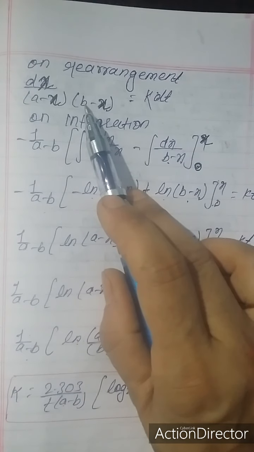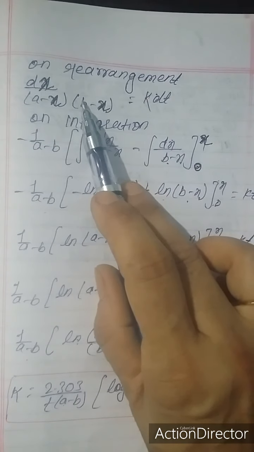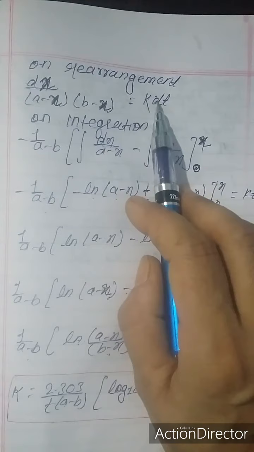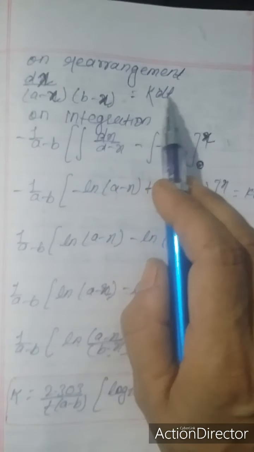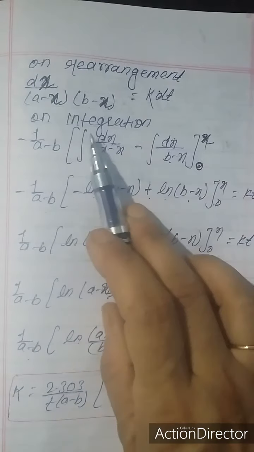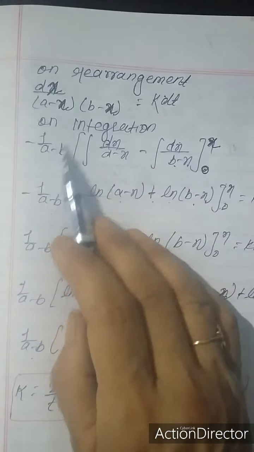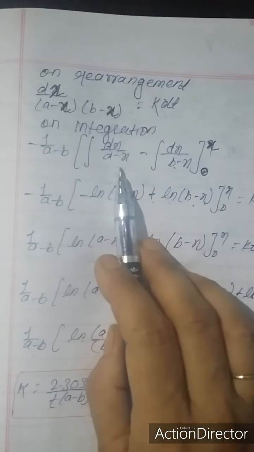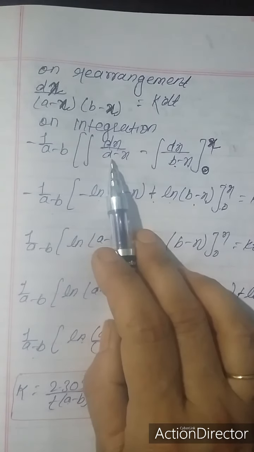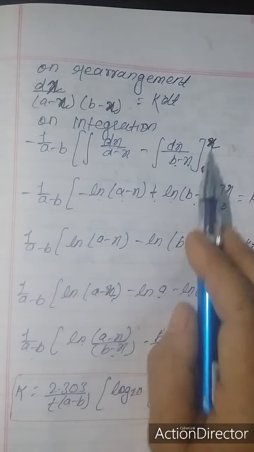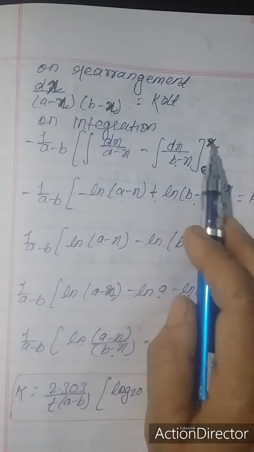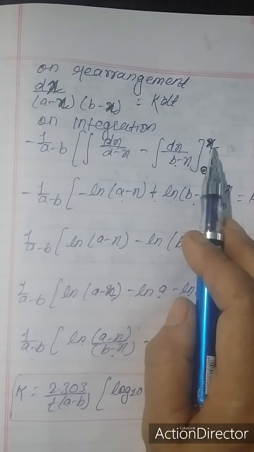So again we will be doing the rearrangement. Concentration terms we are taking one side, and the time factor we are taking the other side. So it will be dx upon (a minus x)(b minus x) is equal to K dt. So on integration, this I have taken common. So inside you are left with dx upon a minus x and dx upon b minus x. So these are the lower and upper limits. This is 0, this is x.